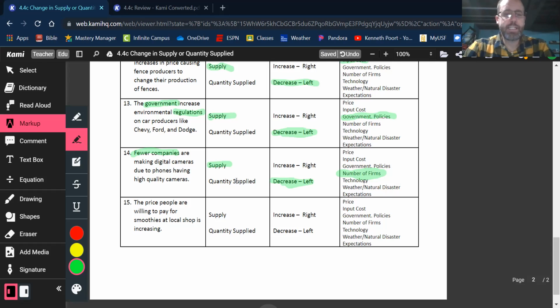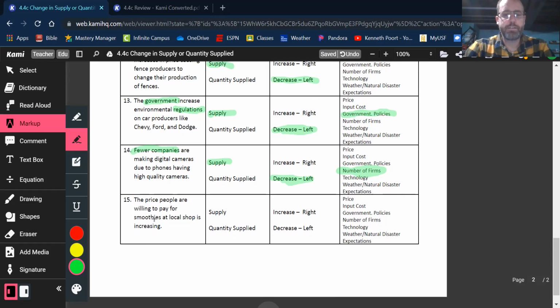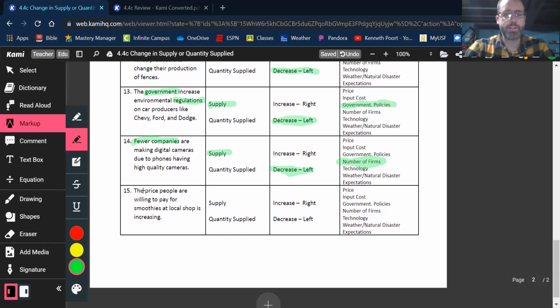And number 15, the price people are willing to pay for smoothies at the local shop is increasing. So we see price, willingness to pay is increasing. So we know it's a change in quantity supplied. Price is going up, quantity supplied is going to go up. So it's an increase. And our cause is due to a change in price.